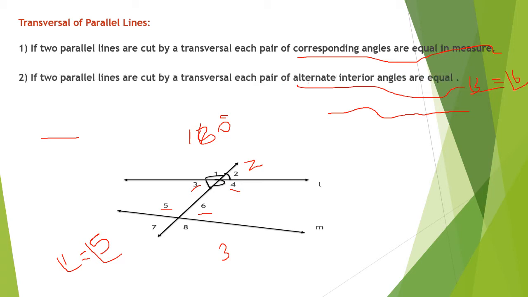And the next one, second point: if two parallel lines are cut by a transversal, each pair of alternate interior angles are equal. So alternate interior angles are equal. See, here what are the alternate interior angles? 3 and 6. And the next pair is 4 and 5. So we can say angle 3 is equal to angle 6. Why? Because alternate interior angles are equal.